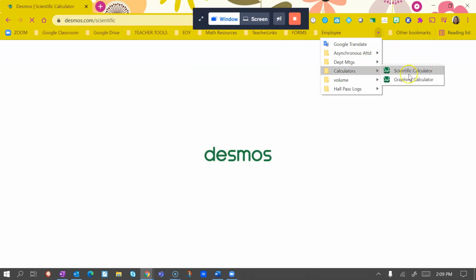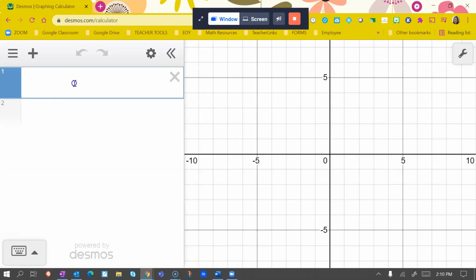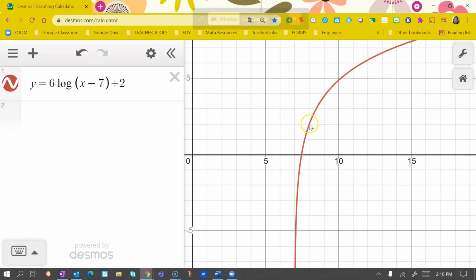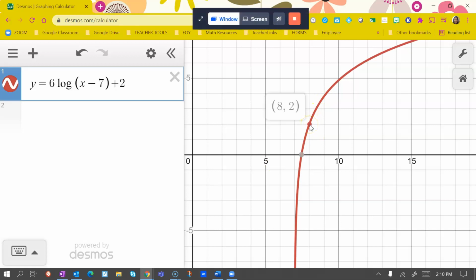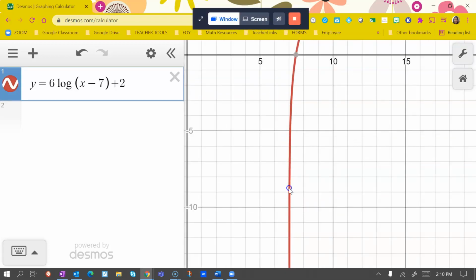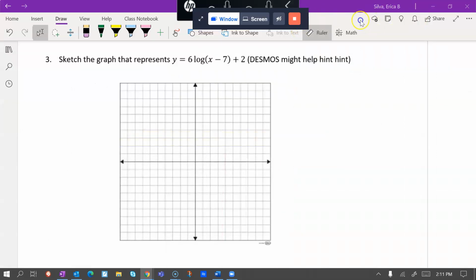You want to go to a graphing calculator, and then we want to type in that equation. All right, so when you look at your graph, you want to look for some pretty points like this one. We're going to use 8, 2, and 7.50. And what number is it getting super close to but never touching on the x? If we look at the x, what number is it getting close to but never going to reach? 7. So that's actually where your asymptote is.